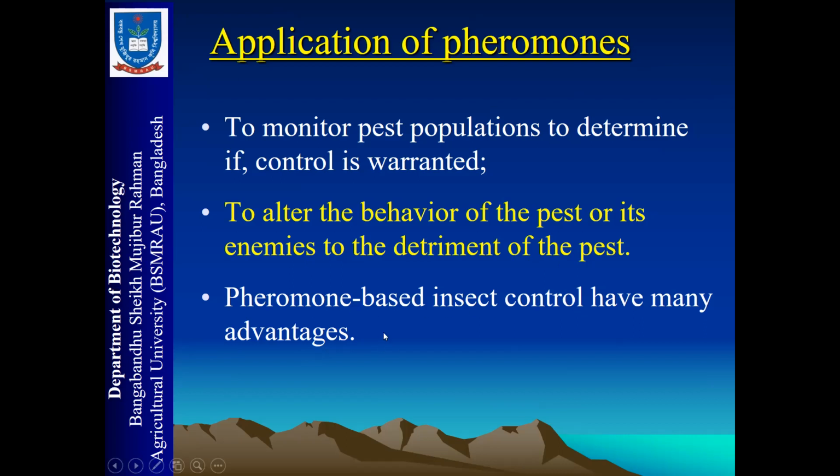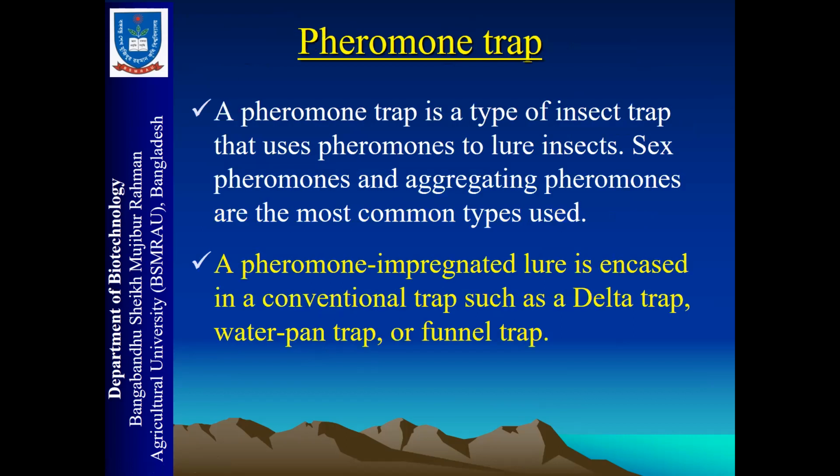Pheromone-based insect control has many advantages. It is an eco-friendly approach. For example, the pheromone trap, which possibly you have seen around agricultural systems, especially fruit orchards and vegetable orchards. A pheromone trap is a type of insect trap that uses pheromones to lure insects. Sex pheromones and aggregating pheromones are the most common types used. A pheromone-impregnated lure is placed in a conventional trap, such as a delta trap, water pan trap, or funnel trap.